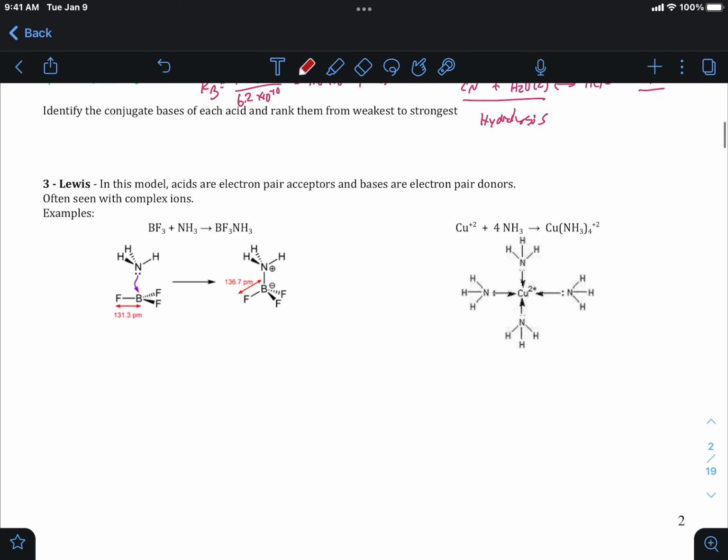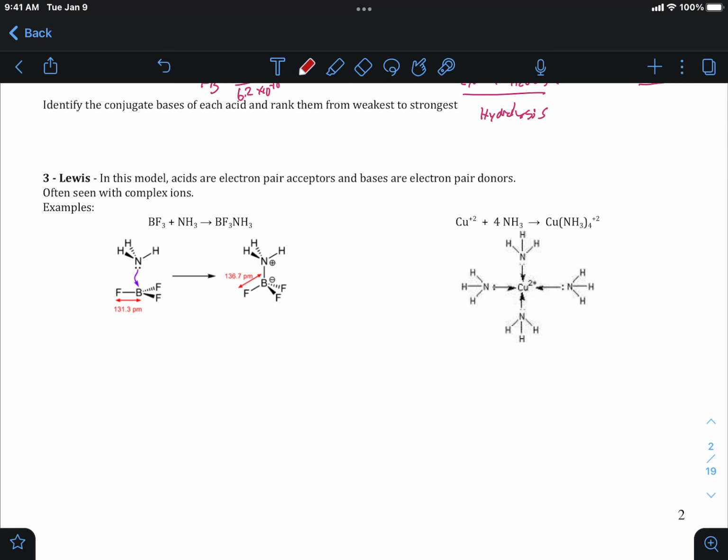Let's talk about the third definition of acids and bases. This one was completely new. We've never talked about it before. The Lewis definition. In the Lewis definition, acids are electron pair acceptors. Notice how the definition is not geared around H plus anymore. We're not talking about H plus or protons anymore. We're talking about electron pairs. And so something that accepts a pair of electrons, sort of like how a central ion would in a complex ion, that's what we call a Lewis acid.